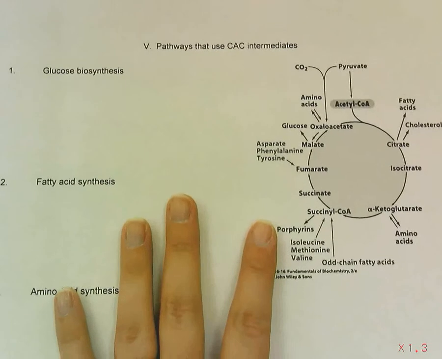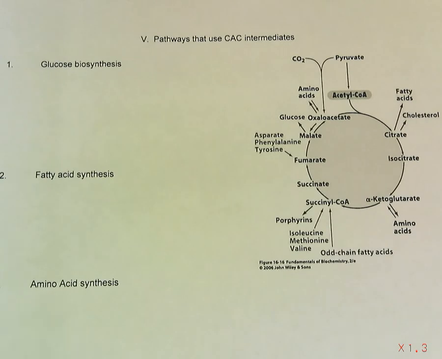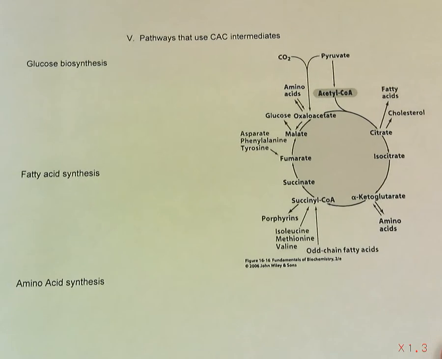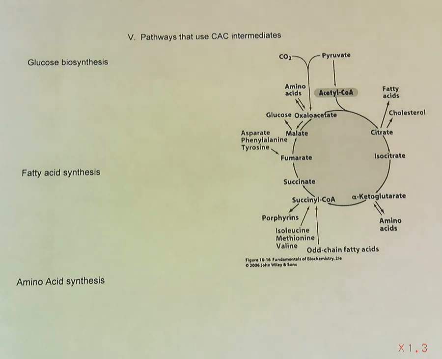All right, last thing. Pathways that use the CAC intermediates, citric acid cycle intermediates. So we mostly talk about glucose to pyruvate to acetyl-CoA with the idea that we're making GTP, really, and sending some electrons down through the electron transport chain. However, the citric acid cycle is considered the metabolic hub of your entire body because it makes intermediates that are used by 3 main other biosynthetic pathways.